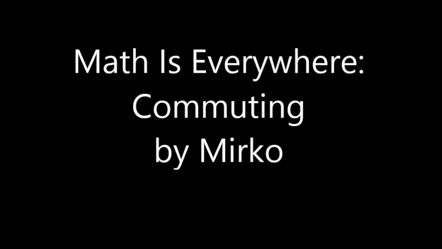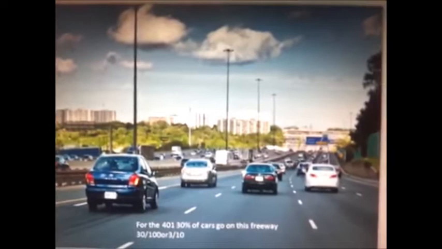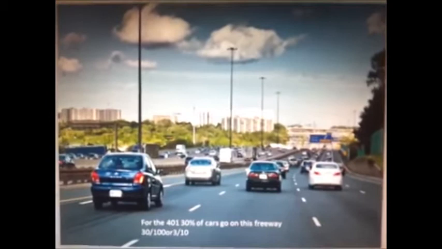Math is everywhere. My strand is probability. My specific concept is expressing a fraction as a percent. My real life examples are cars on certain freeways. The freeways included in this are the 401, the 400, the 407, and the Gardiner Expressway. For the 401, 30% of cars go on this freeway, which in fraction form is 30 over 100, or 3 out of 10.